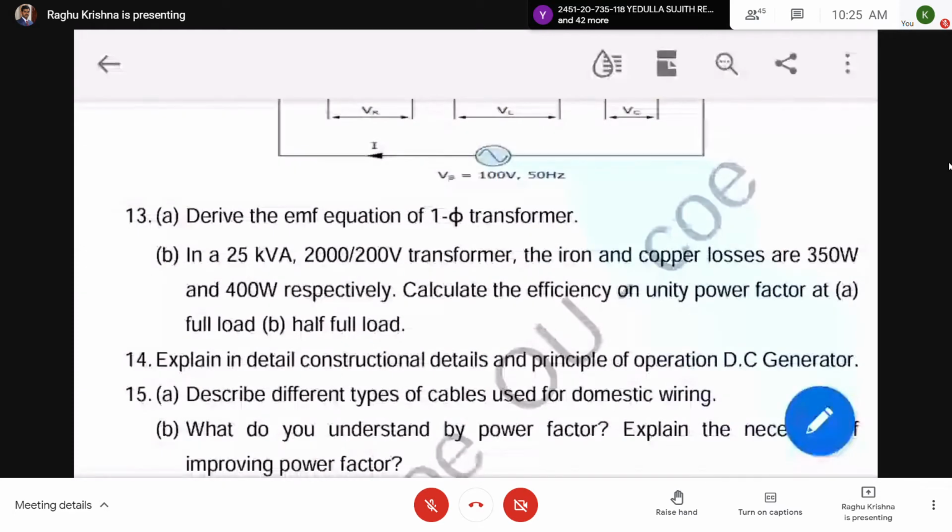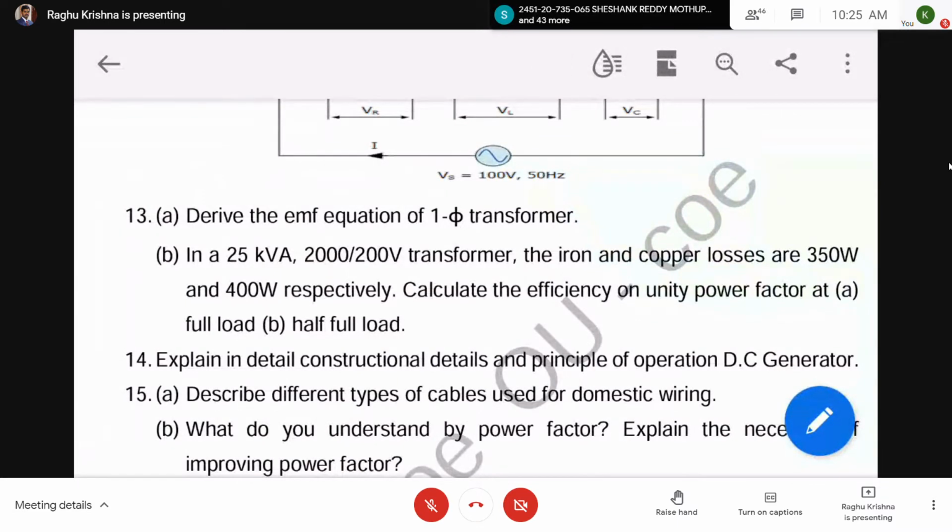So here, see the 13th one. Derive the EMF equation of single phase transformer. In the last class, I derived the EMF equation of single phase transformer. What is the EMF equation? Capital E1 is equal to 4.44 F N phi. So that you have to derive.